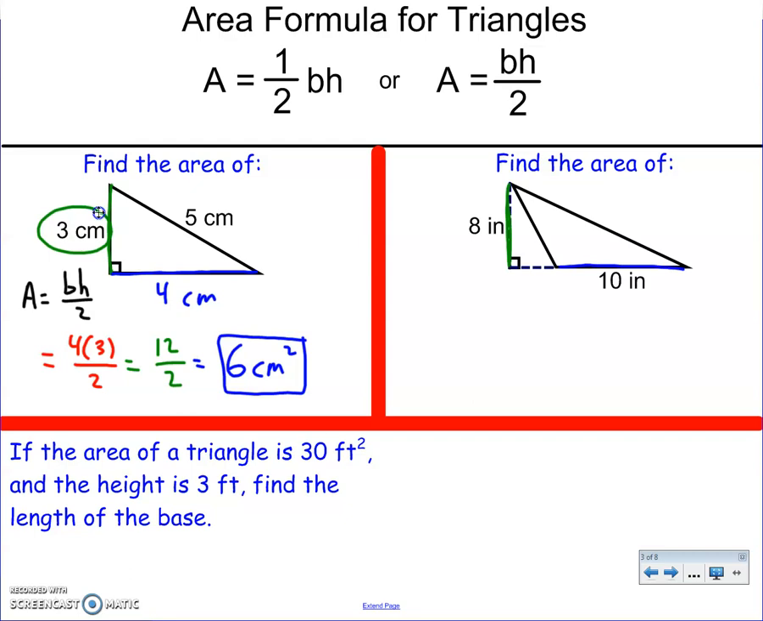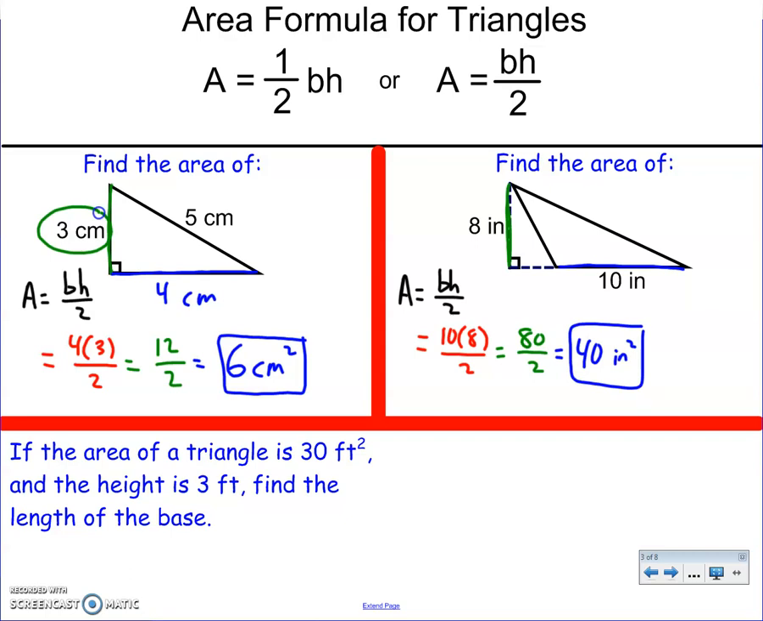So we write the formula. Area equals base times height over 2. Fill it in. Base is 10, height is 8, over 2. I'm just going to go sideways again. 10 times 8 is 80, divided by 2. That is 40. This is inches squared.